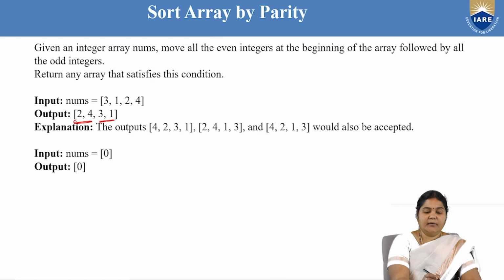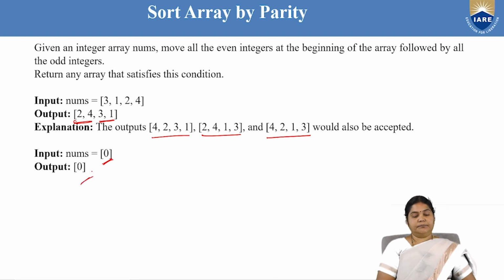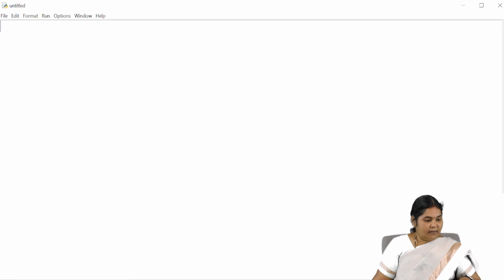There are different combinations possible. 4, 2, 3, 1 is also acceptable: first even, then odd. You can also prepare 2, 4, 1, 3, or 4, 2, 1, 3. All of these are possible orders where the even integers come first, followed by the odd integers, so these can be accepted. If nums contains only 0, then the only possible output is 0. Right. So how do we write the code for this? Now let us understand. The name of the problem is sort array by parity.